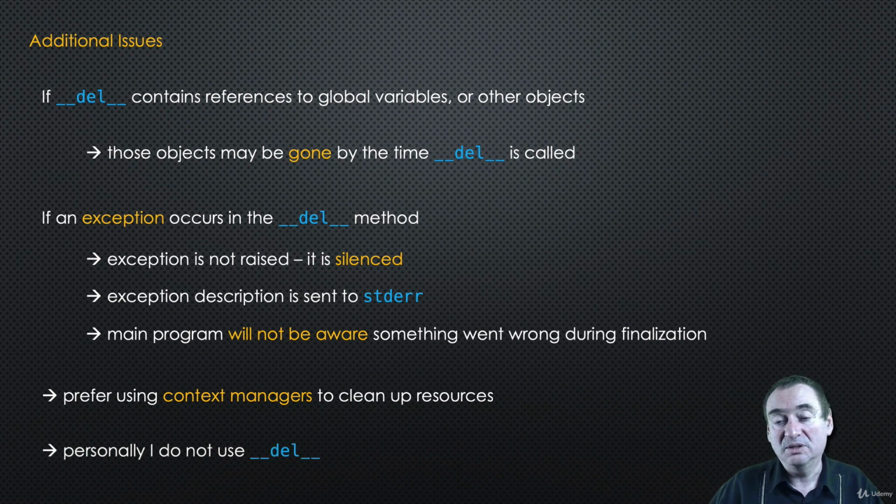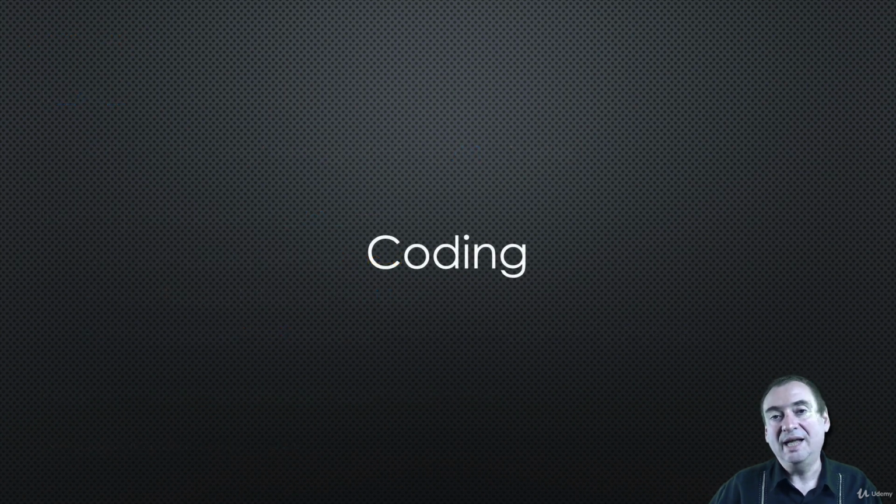Personally, I don't use the dunder-delete method. I use context managers if I want to do things like cleanups, and I haven't had a use for the dunder-delete method. Some people do use it, and maybe you'll have a use case where you do want to use it. So it's important to understand that it's there and how it works and what the drawbacks of it are. All right, so let's switch to some code and let's just try that out.